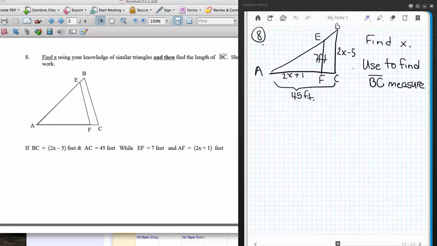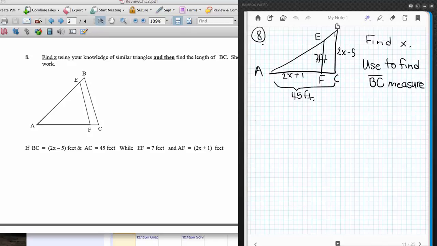So I have my two triangles, and my BC is 2x minus 5 feet, and my AC from here to here is 45, and the EF is 7, and my AF is 2x plus 1. So I want to use my knowledge of similar triangles to solve this. So the similar triangles, the sides that are across from equal angles are equivalent to or proportional to one another.